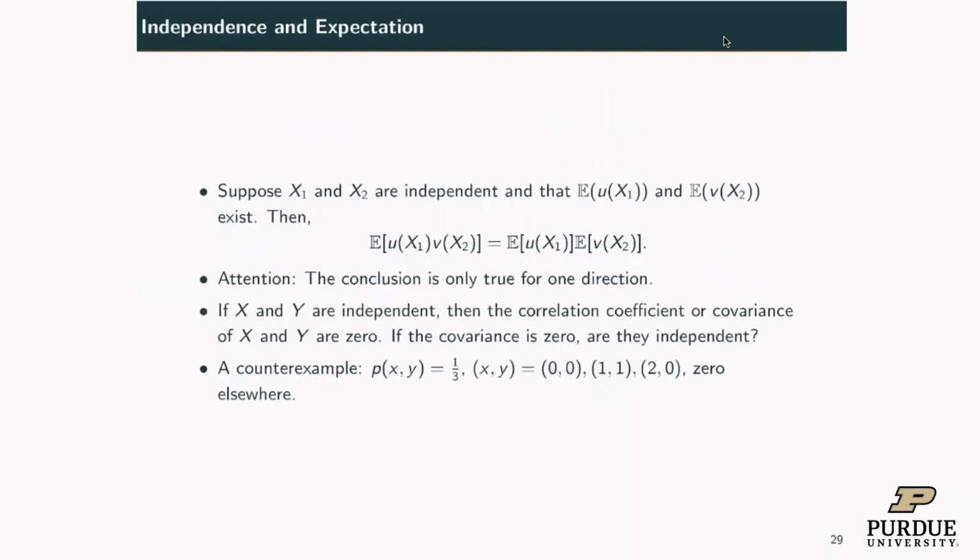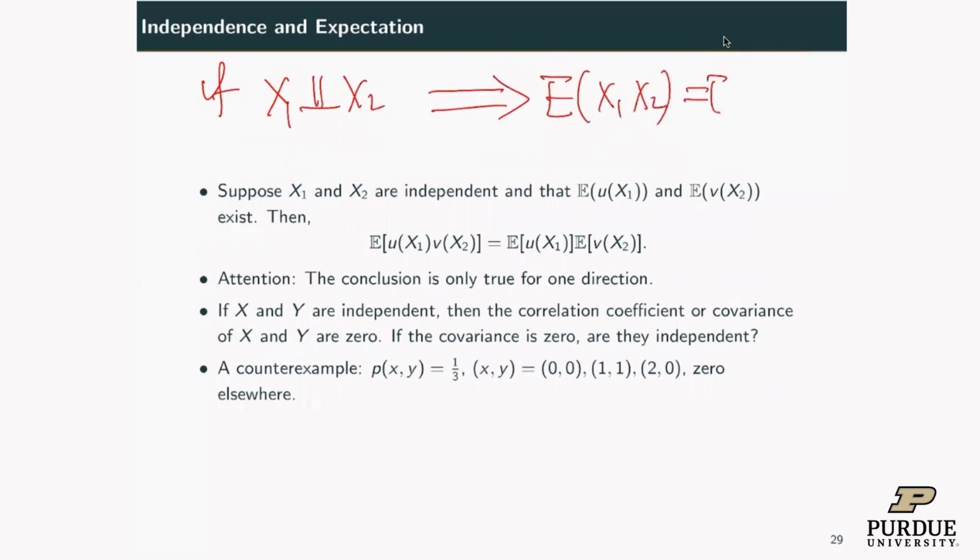Now, suppose x1, x2 are independent. We calculate the expected value. So the expected value of u(x1)v(x2) separates. You can separate them: it's the expected value of u(x1) times the expected value of v(x2). The conclusion is only true for one direction. So that means what? For example, let's consider the easiest case. If x1 and x2 are independent, you can get that the expected value of x1x2 is equal to the expected value of x1 times the expected value of x2.